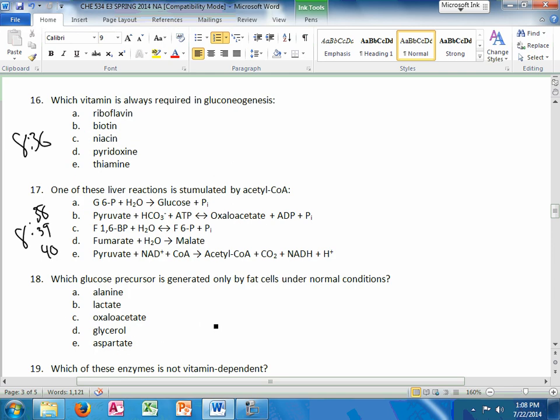Which vitamin is always required for gluconeogenesis? It's niacin. So slide 36 is a good summary slide of all the vitamins, ATP requirements, and enzymes for the different precursors to glucose.